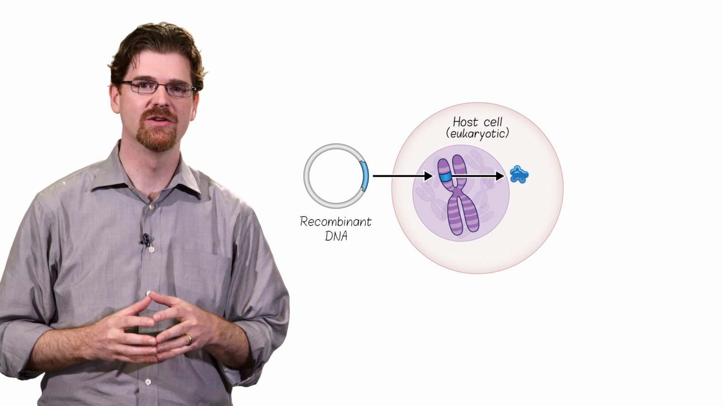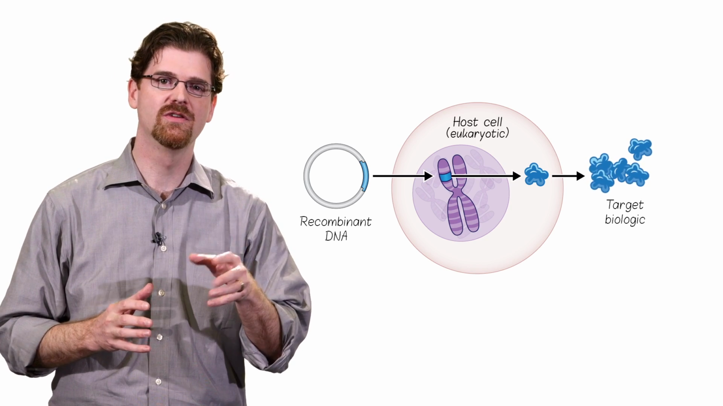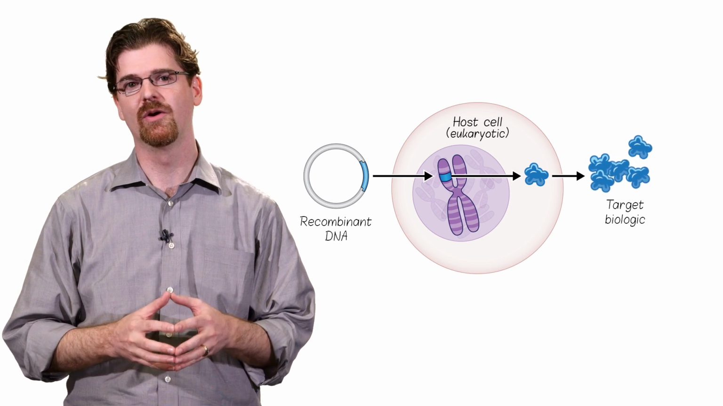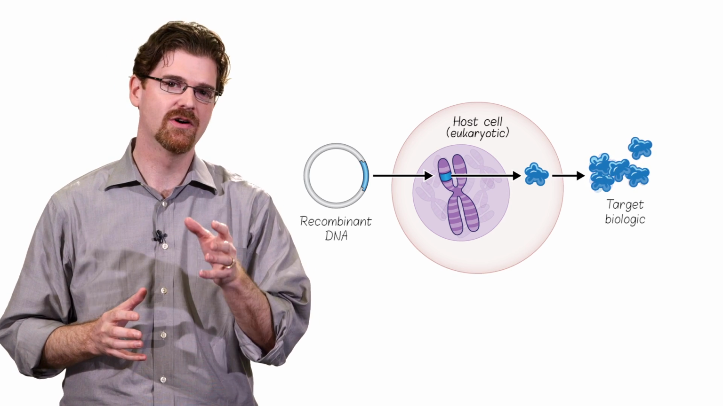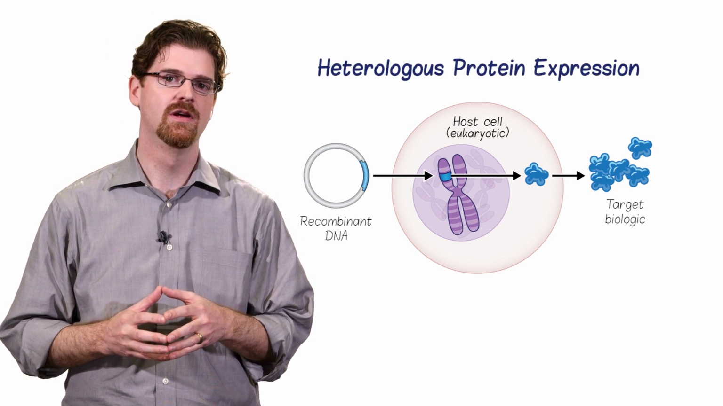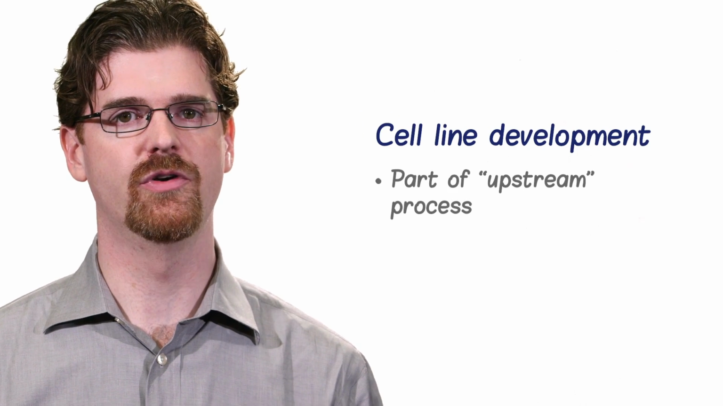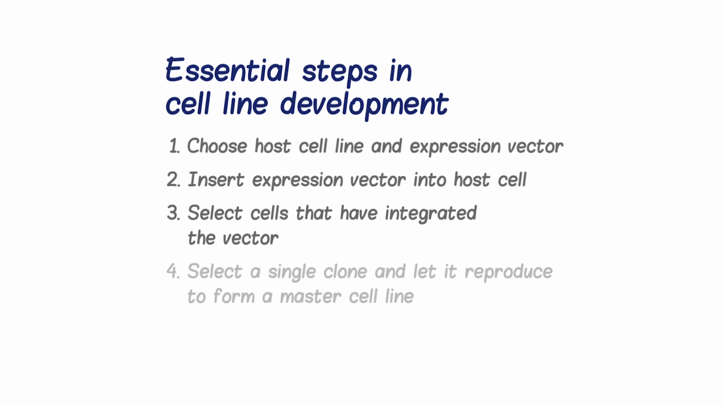This week, we'll learn how to engineer DNA so that it instructs cells to make a target biologic that we can harvest and use as a drug. The protein we want is usually not produced by the host natively, so this process is called heterologous protein expression. Creating a suitable expression system is typically referred to as cell line development and is part of the so-called upstream process development. There are several steps involved in cell line development. In this video, we'll look at the steps broadly, and then in later videos consider each step in greater depth.